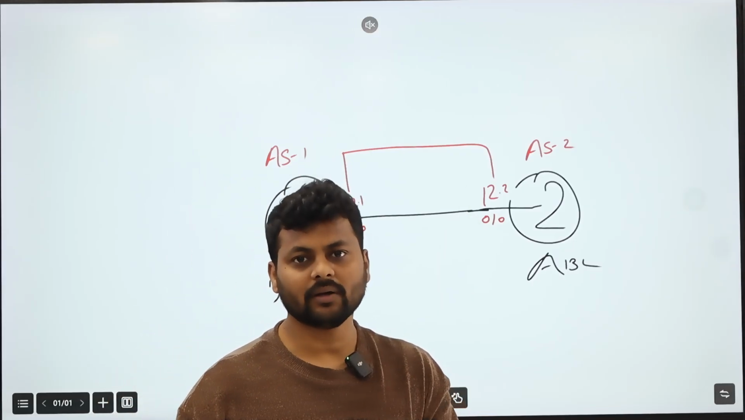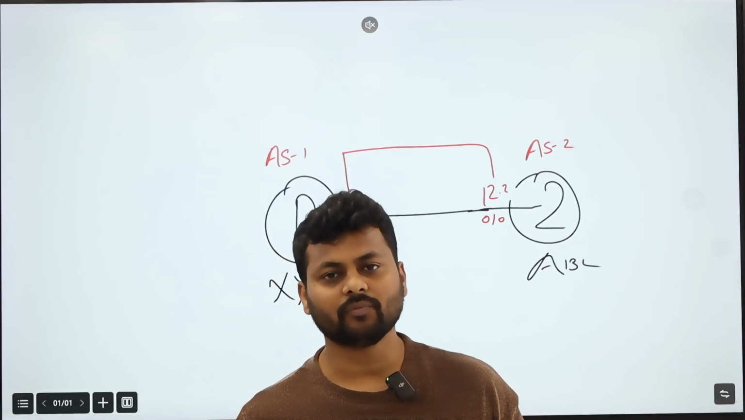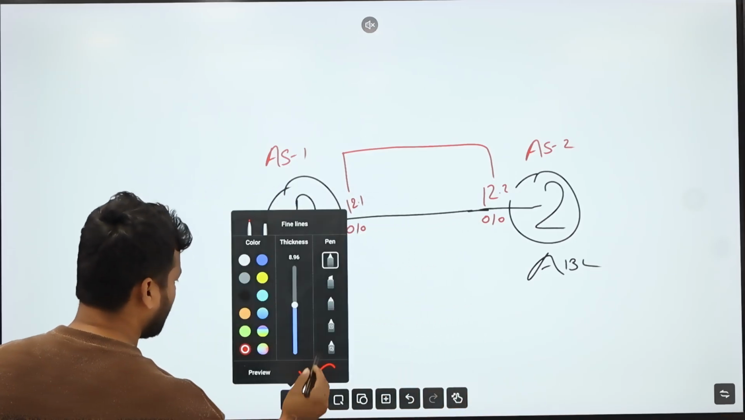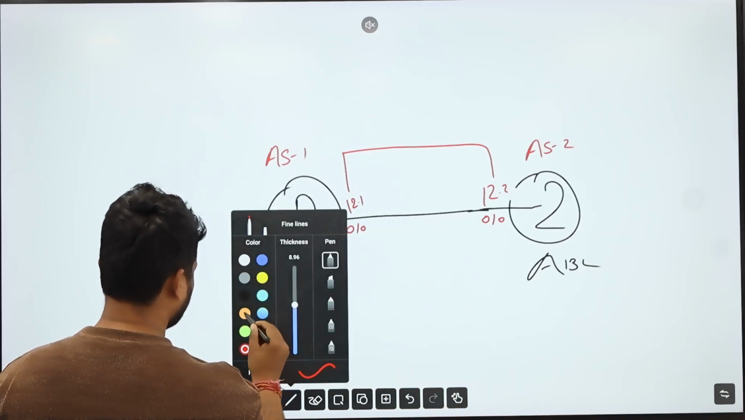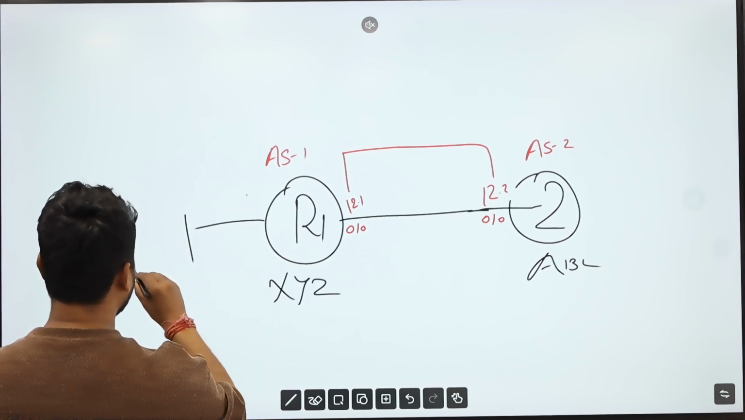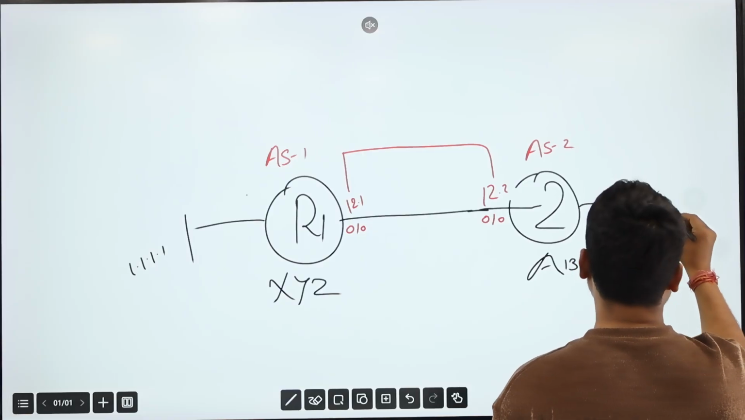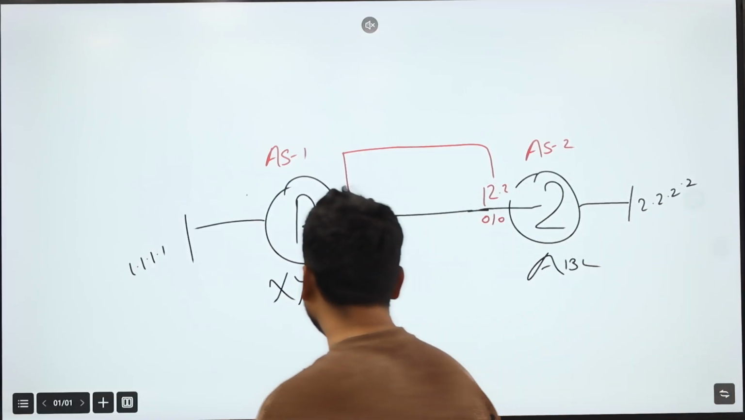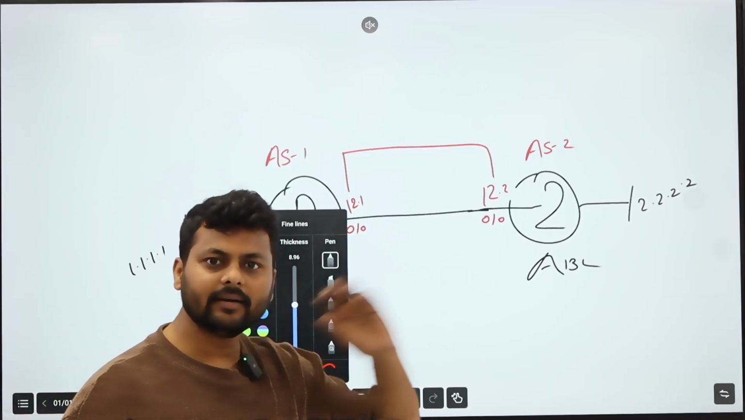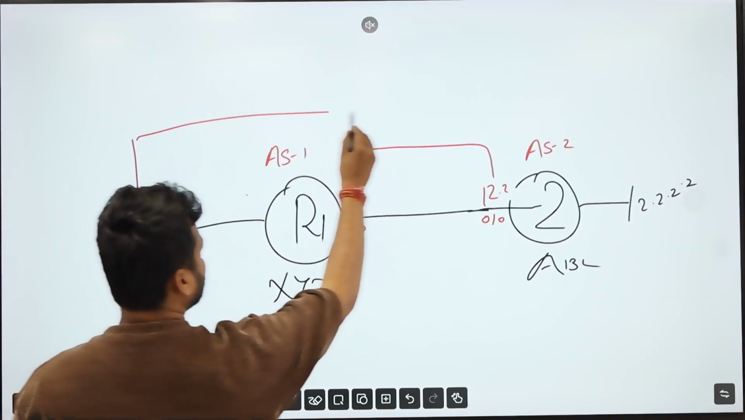In eBGP, we have another option. We can form an indirect neighborship as well. That's called the multi-hop neighborship. Let's say I have a loopback of 1.1.1.1, and we have another loopback of 2.2.2.2. If I form the neighborship between loopback and loopback, that's an indirect one, multi-hop. That concept is called the indirect BGP neighborship.